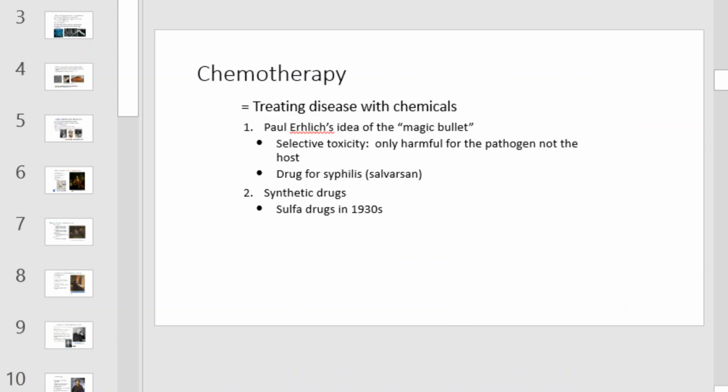Chemotherapy. The idea of chemotherapy is treating diseases with chemicals. This was something that was developed by Paul Ehrlich. Paul Ehrlich came up with the idea of a magic bullet, one which provided selective toxicity, which means that these chemicals would only be harmful for the pathogen and not to the host. Ehrlich's original work involved drugs for the treatment of syphilis, and later synthetic drugs such as sulfa drugs in the 1930s.